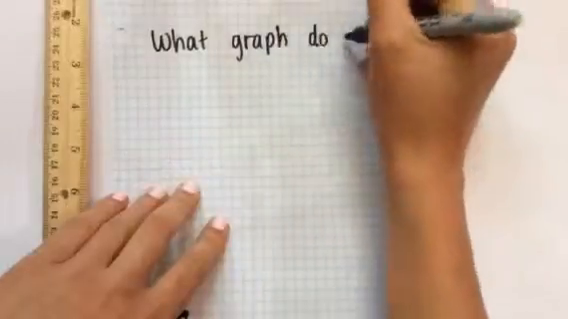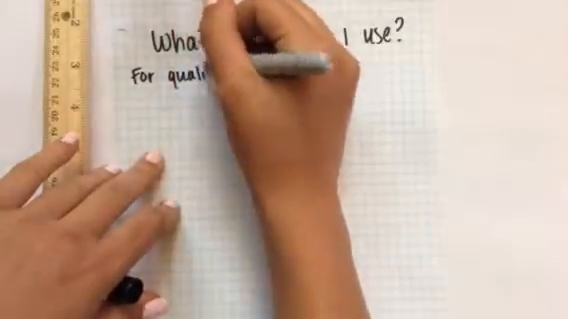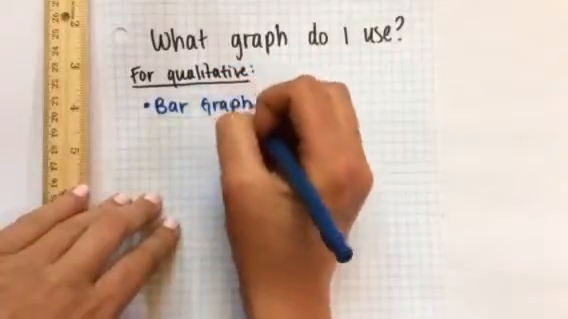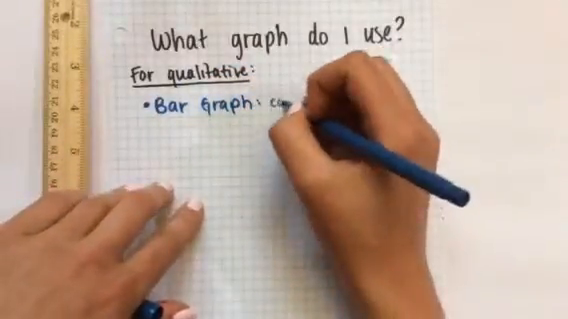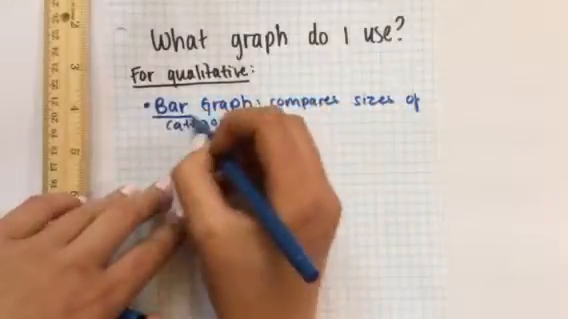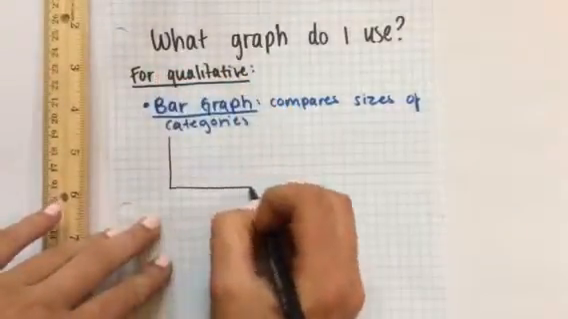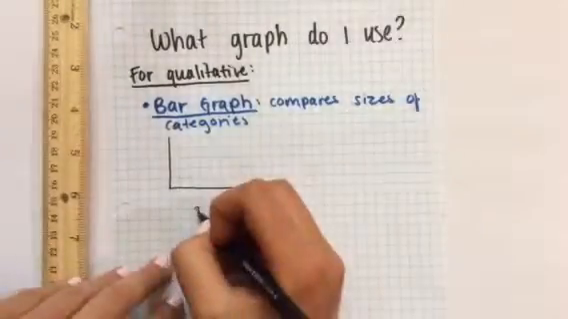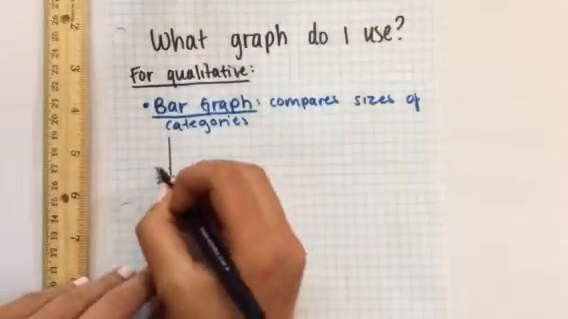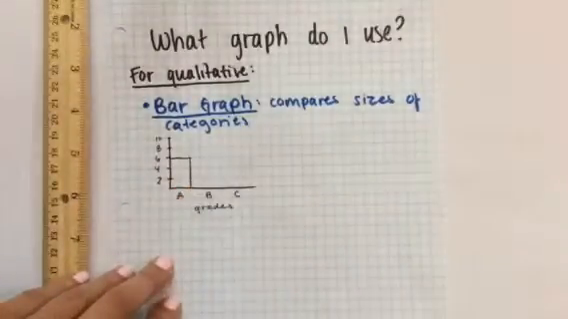Now we must figure out what graph is best for our data. Let's look at graphs for qualitative values first. One graph you can use is a bar graph, which is very simple to make. Bar graphs allow you to compare the sizes of the categories you are observing. In this example, I use grades because it's categorical.